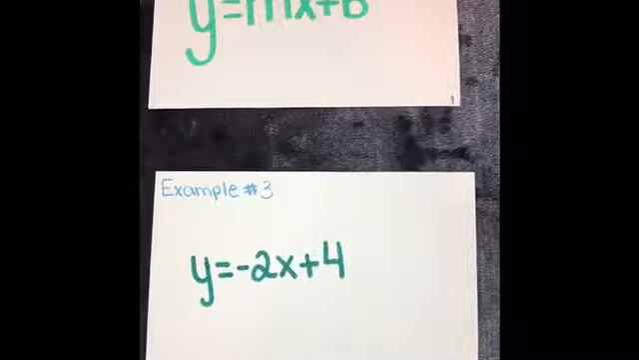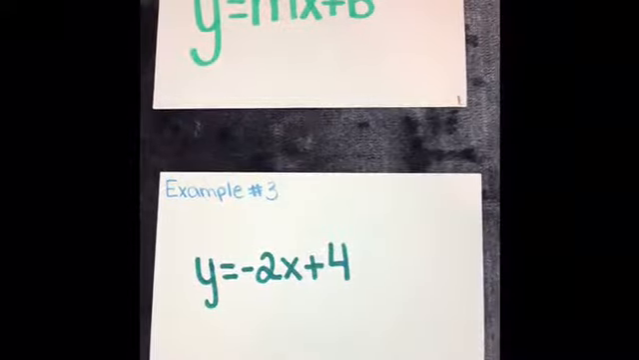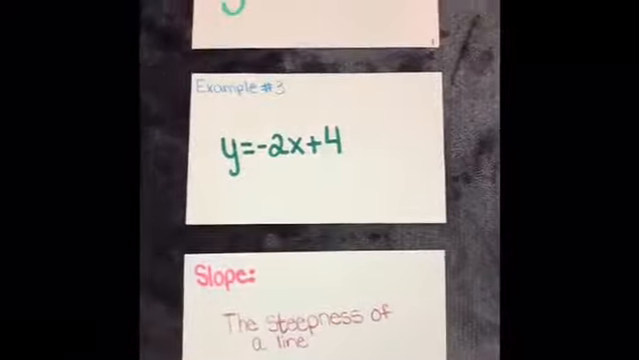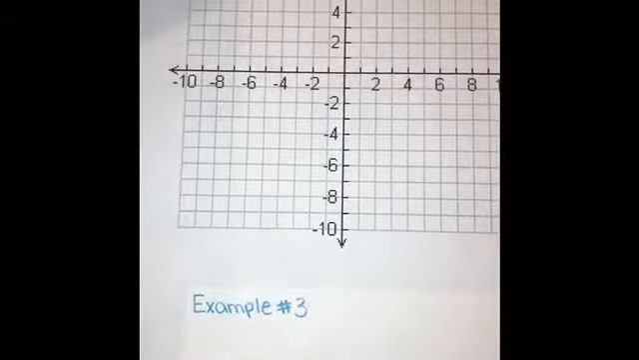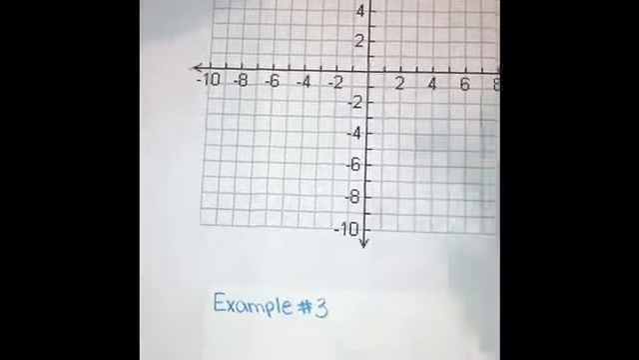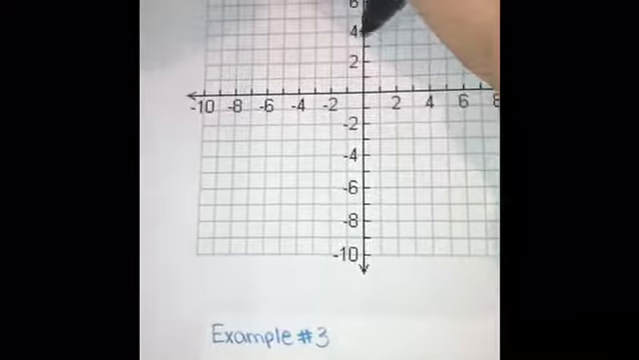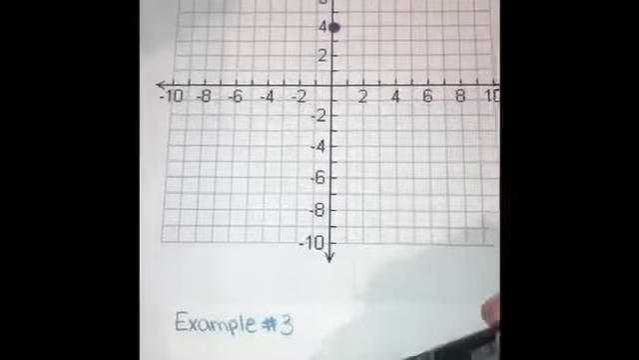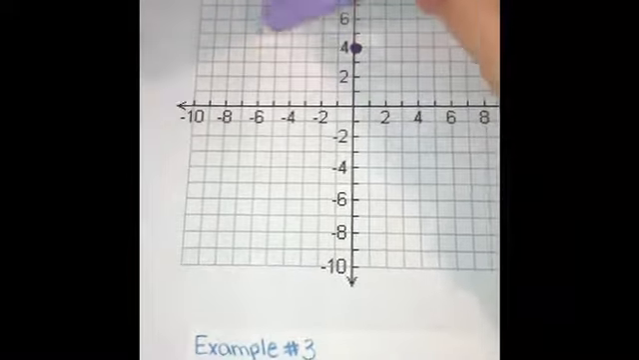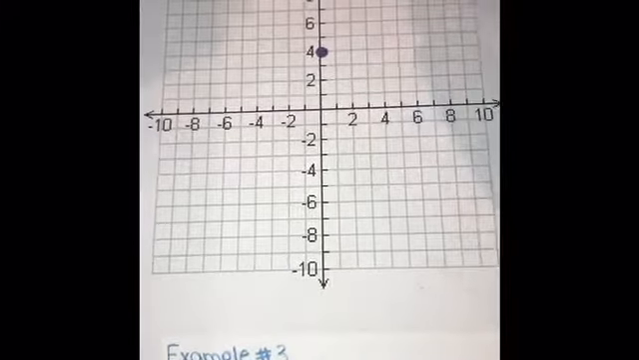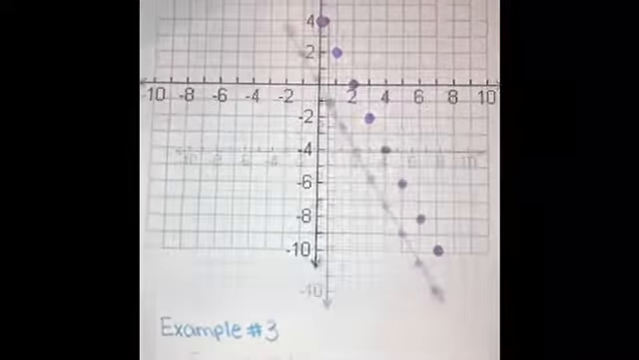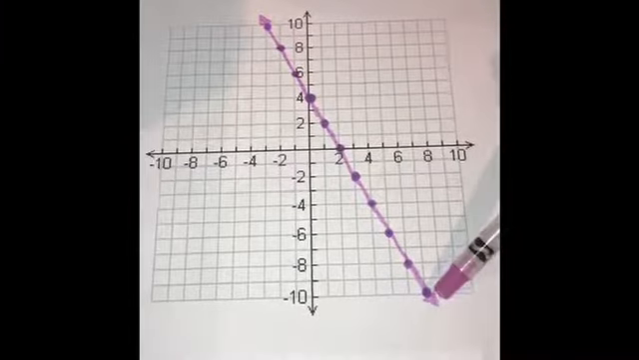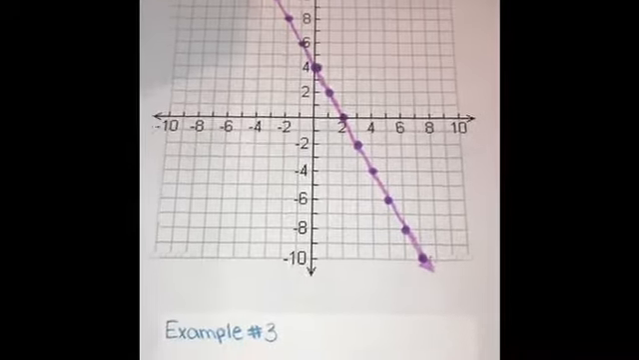Let's move on to our final equation of y equals negative 2x plus 4. Notice that the m value is negative, resulting in a negative slope. Let's begin by plotting the y-intercept at positive 4. Because the slope is negative, the line will go from left to right, down instead of up. With our plotted points, we can now draw a connecting line. Again, this line is continuous, meaning it has infinite solutions.